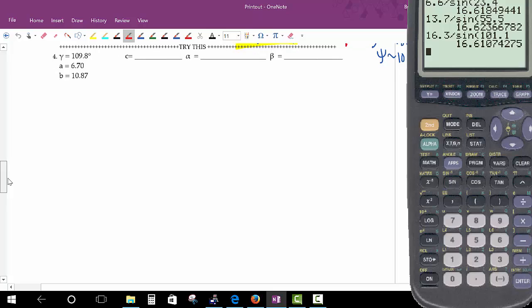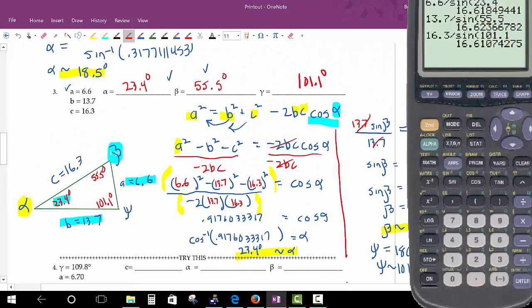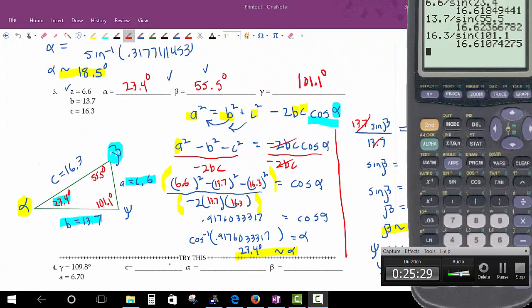Okay, so I'm going to go ahead and pause this now, give you a few minutes to work on example number 4, and see if you can get the right answer. I believe this is a side angle side case.